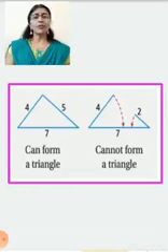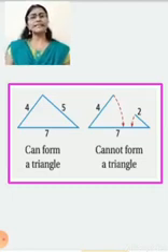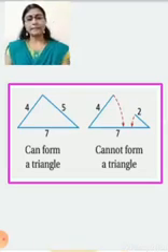Here you can see one side is given 4 unit, the other one is 2, and the third side is 7. So when you are adding 4 and 2, we are getting here 6, which is not greater than 7. So on addition, when you get a value which is less than 7, we cannot form a triangle.